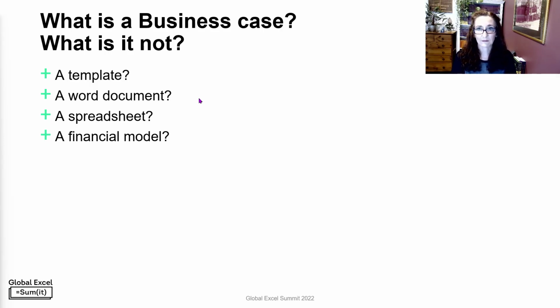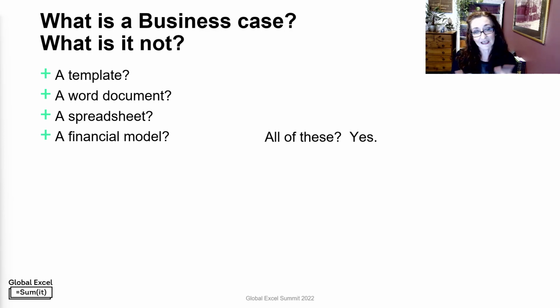So what is a business case and what is it not? Is it a template, a Word document, a spreadsheet? Is the entire thing a financial model? It's in fact all of these. So let's set the scene.